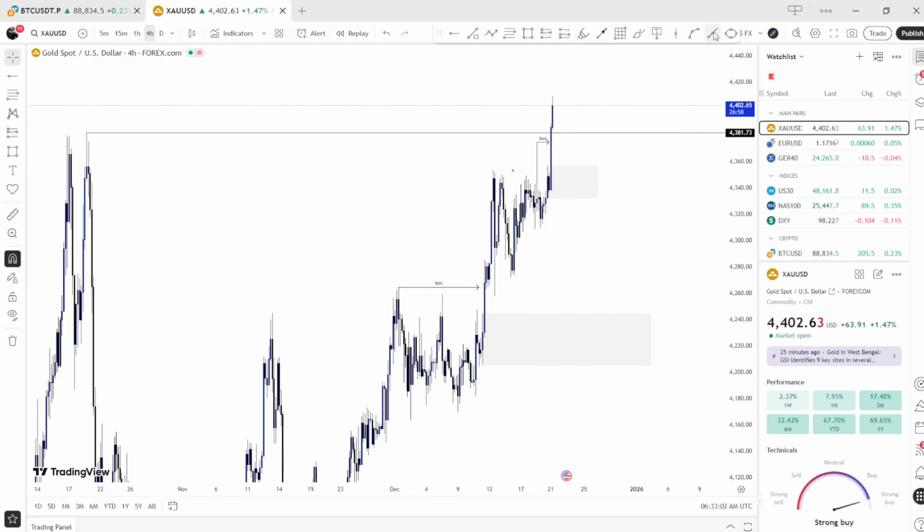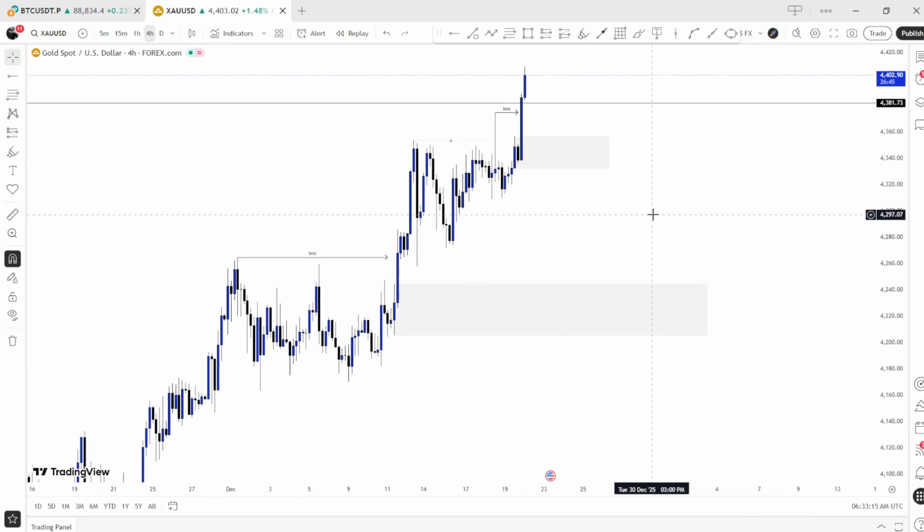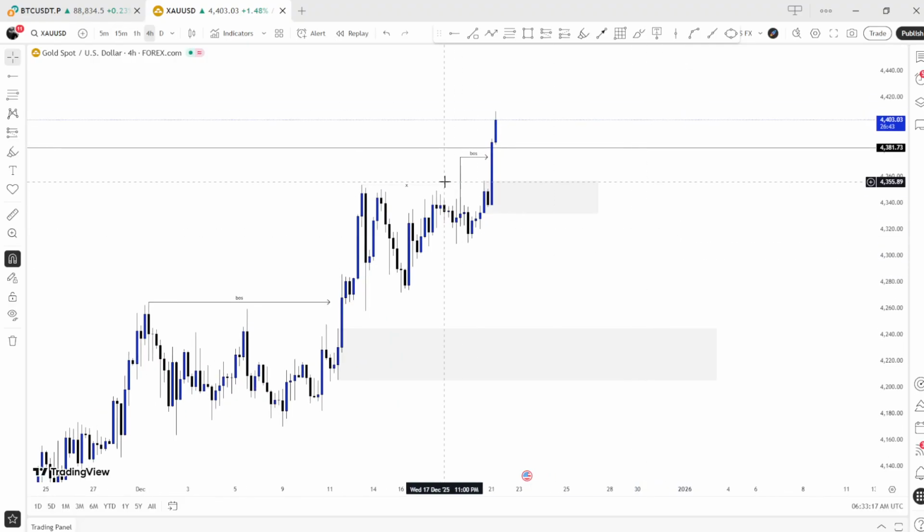We have taken out the previous highs over here. We have created a new all-time high. So gold is currently just pushing up. Now, what do you want to see today if you actually want to get involved in this piece of price action we have right here?